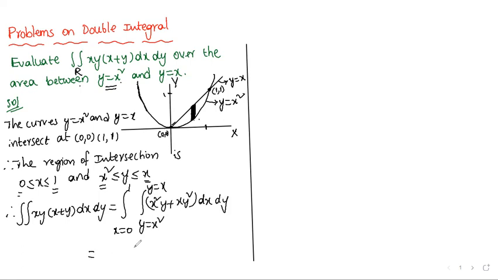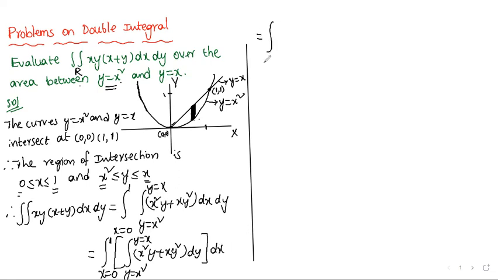Since the y limits are in terms of x, we integrate with respect to y first, then after that integrating with respect to x. So x limits are constant, x is equal to 0 to 1, and y limits are y is equal to x square to y is equal to x, of x square y plus xy square into dy into dx.